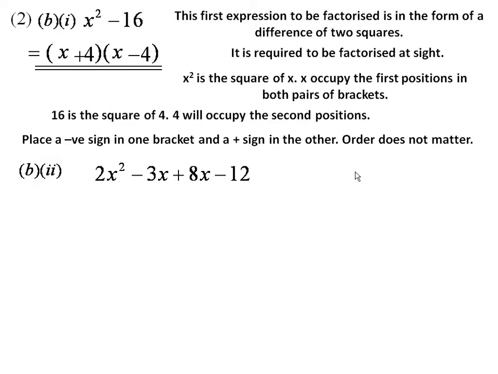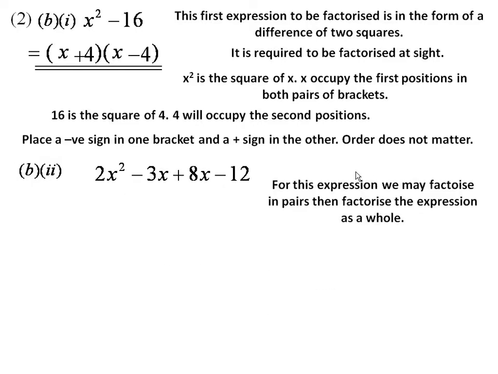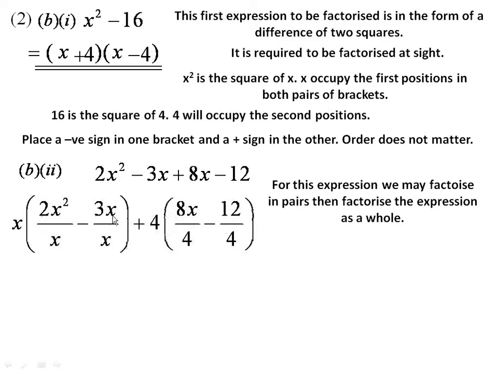Now we have our expression, 4 terms. We will use factorization by grouping. So for this expression, we may factorize in pairs, then factorize the expression as a whole. So we have that, which is, as a matter of fact, being a little bit elaborate, because it is not completely necessary to include this intermediate step, but I'm just including these steps. We'll have another one in order to make the process clearer.